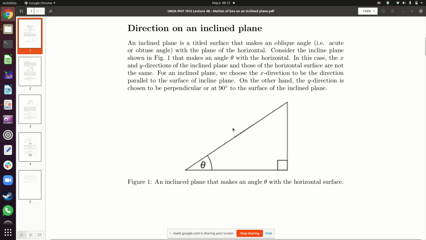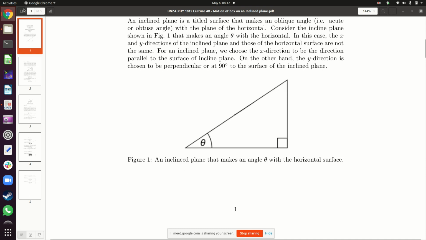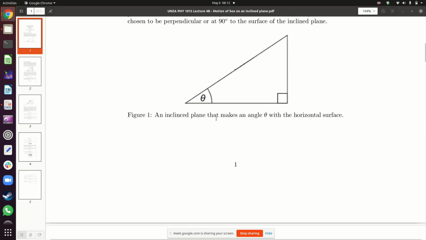Are we clear about what an incline is supposed to be? So this is the incline. It might be made of wood, or it might be made of concrete or something like that, but you've got something like this. And you want to study the movement of an object on this surface which is tilted at an angle theta. Are we clear on that? What an incline is? It's a tilted surface which makes an angle theta. Usually theta is less than 90 degrees. Are we clear?